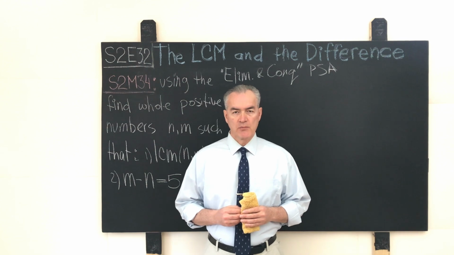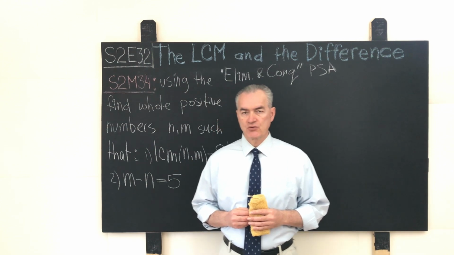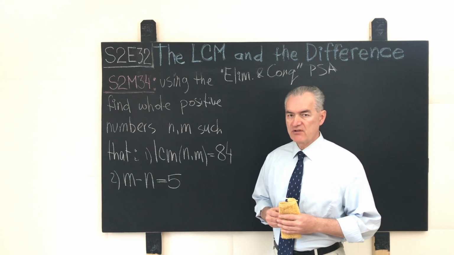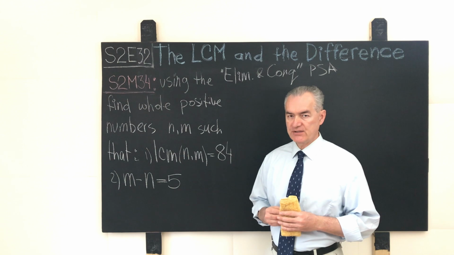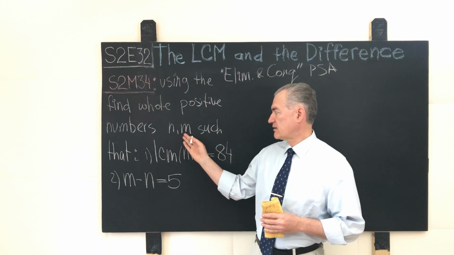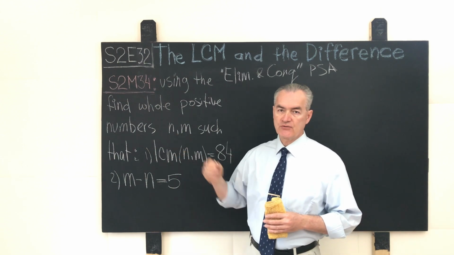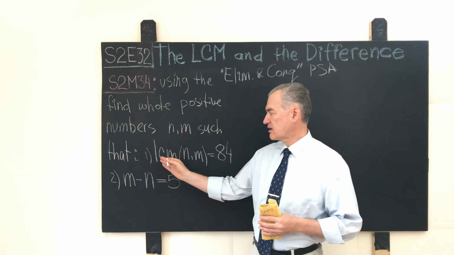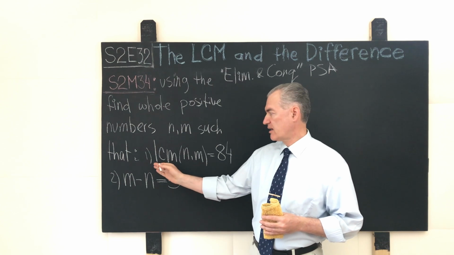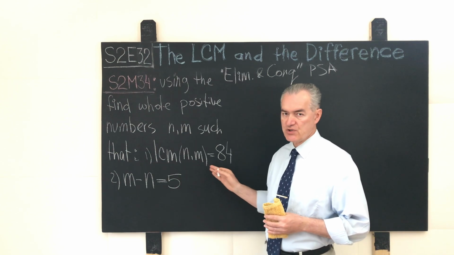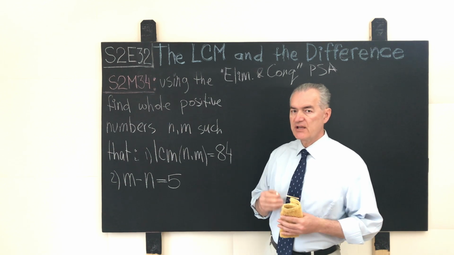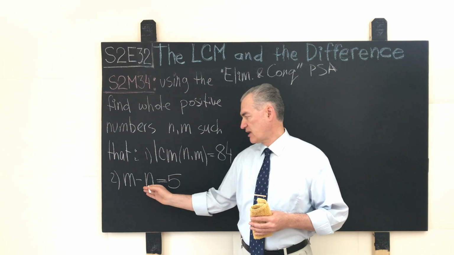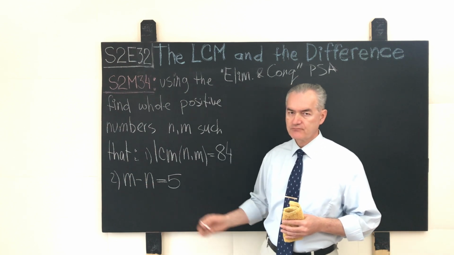In the mathematical problem S2E32, we're asked to use the eliminate and conquer problem solving approach in order to recover the values of two whole positive numbers, n and m, if two units of information are given about these numbers. We're given the least common multiple, or the LCM, of these two numbers, which is 84, and we're given the difference between these two numbers. Let's say the difference between m and n is equal to 5.